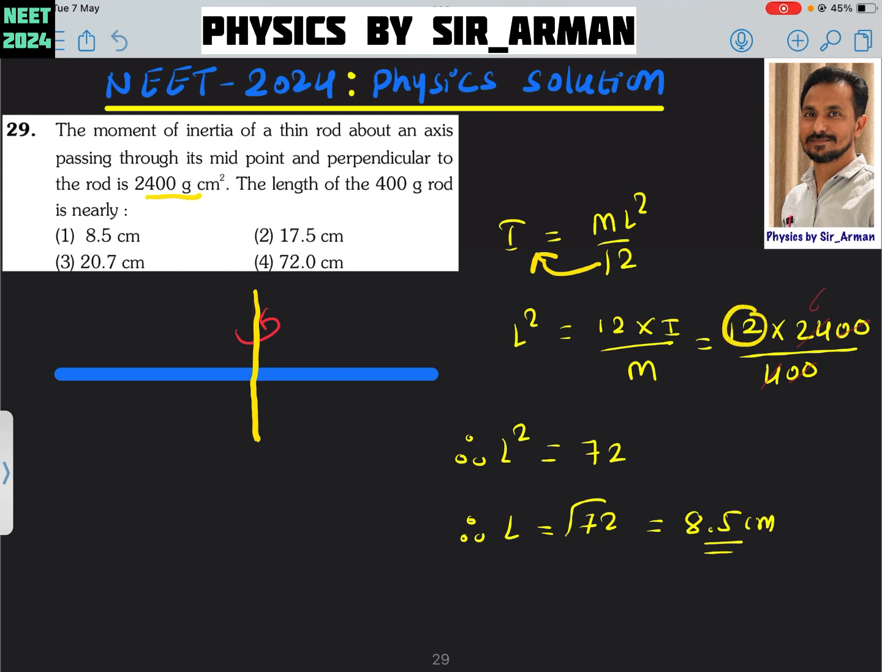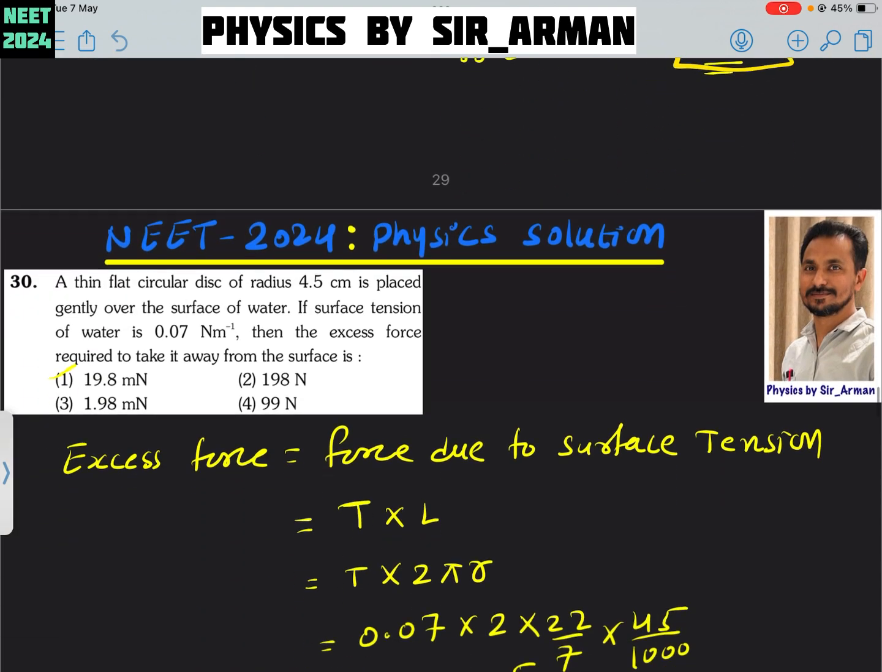Now the moment of inertia is given 2400, we are not converting into SI, we are just keeping it in CGS, and the mass is given 400 gram. So if you solve this, you will get L square is equal to 72. So L is equal to root 72. Now root 72 is very near to 8.5 centimeter, because everything we have kept in CGS. That's why the answer is in centimeter.